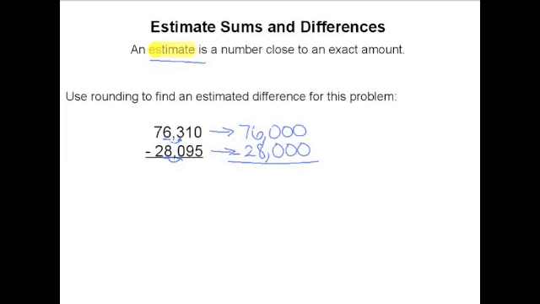You can see how the problem 76,000 minus 28,000 will be much more simple to solve than 76,310 minus 28,095. I have no difference between those zeros. I regroup from the 7 and turn the 6 into 16. 16 minus 8 is 8, and 6 minus 2 is 4. So my estimated answer to this problem is 48,000.